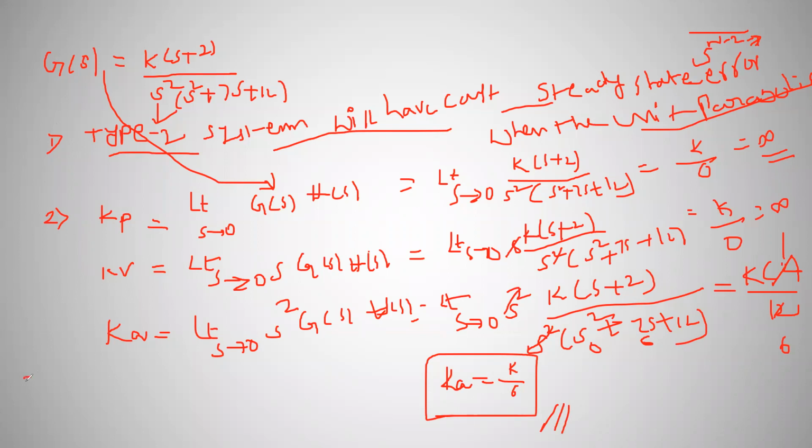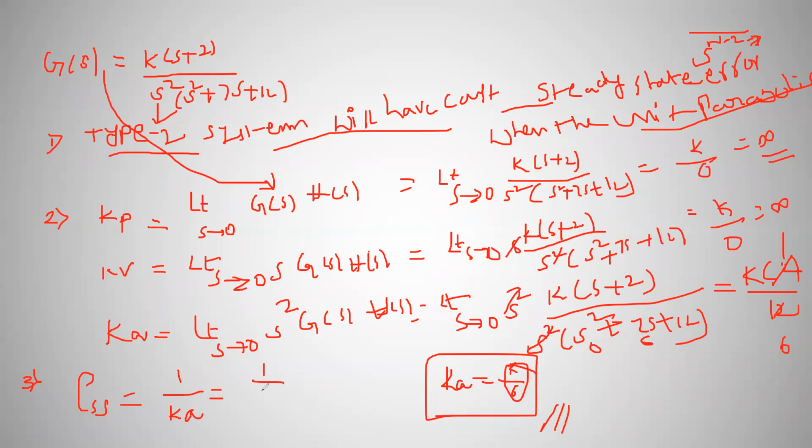Next, third step, find the steady state error when the input is unit parabolic signal. For a unit parabolic signal, what is the formula of steady state error? When the input is parabolic signal, it is 1 by Ka. We have now calculated the acceleration error constant.